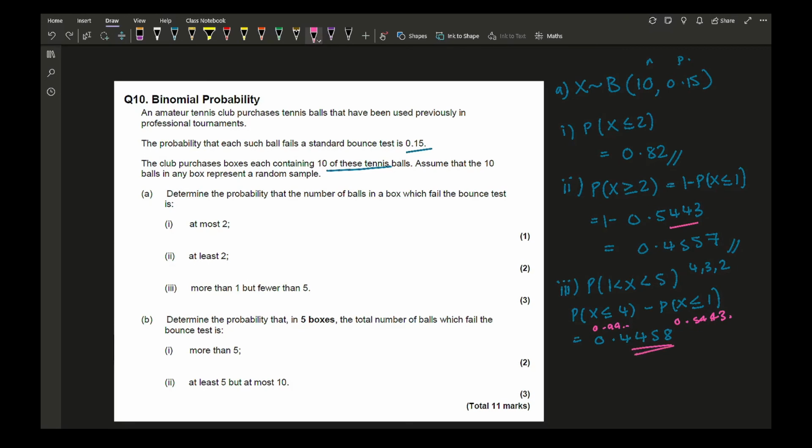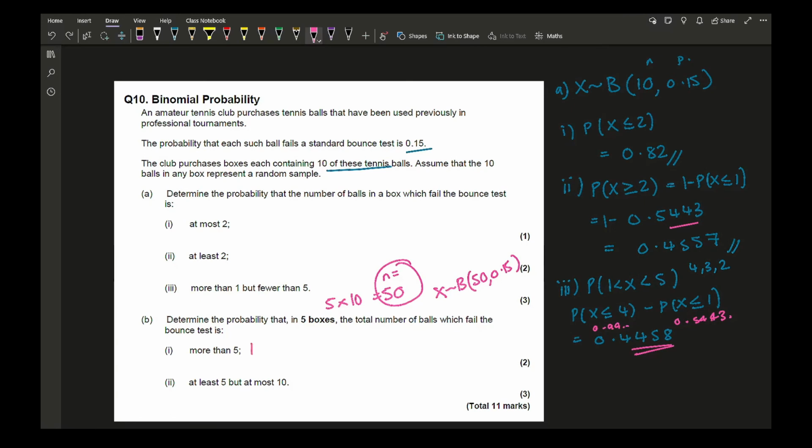Then moving on to B, so it says determine the probability that in 5 boxes. Now with 5 boxes, we're still looking at the total number of balls, but we've got 5 boxes. So here I'm going to have 5 times 10, which is 50. So n equals 50. So my parameters changed, which I need to then state as the new parameters, and p is still going to be 0.15. So from this, what I then need to do is work this out.